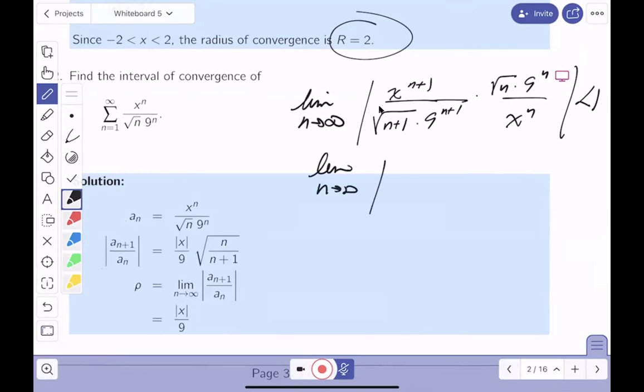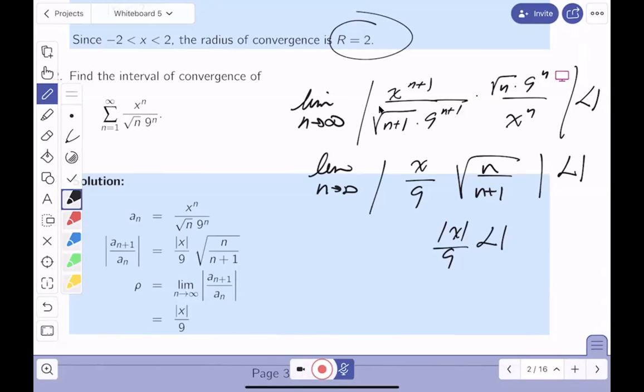And what would you get there? The x, you just get an x. And then I get a 9 in the bottom. And then I get this root problem over here, which is n plus 1. What's that limit? Well, it's pretty simple. It's the root of that, n over n plus 1. So it's really just the root of 1. So I get the absolute value of x over 9. I'll write that down for you.